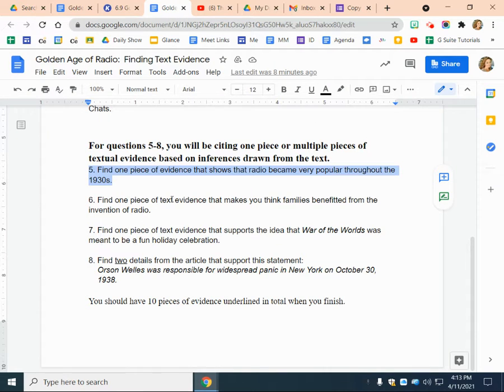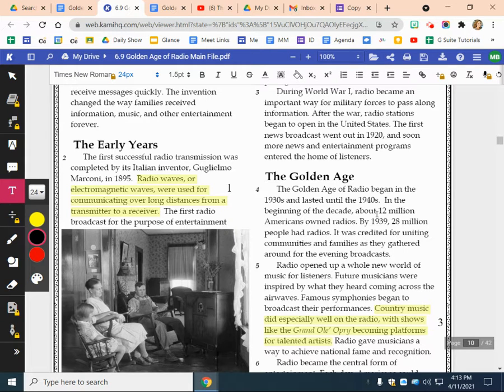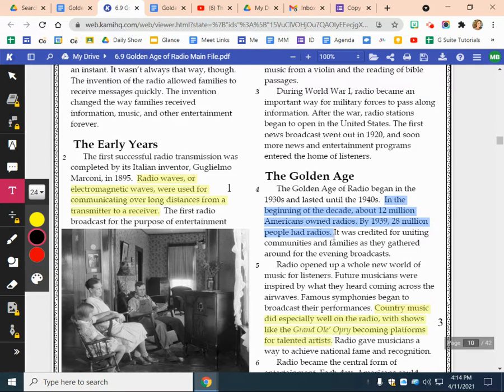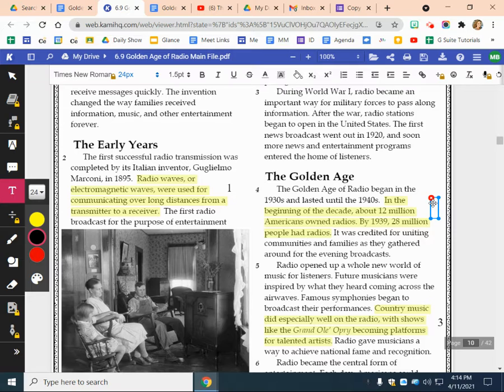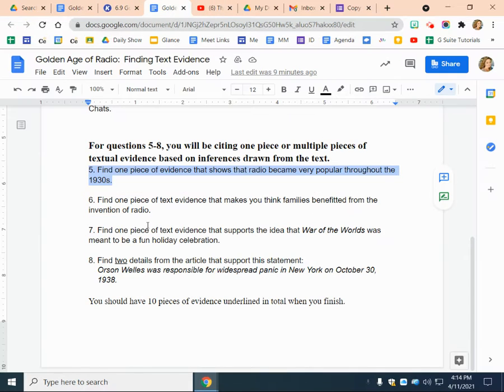Now remember, we're looking for evidence that shows the radio became very popular. Wouldn't that show the popularity? It grew from 12 million owners to 28. It more than doubled. That definitely shows popularity. So I'm going to highlight those 2 sentences to show the growth in the radio sales. And I'm going to number that number 5 because that's an inference we can draw. Well, if it's doubled in sales, it must be popular. That's an inference.